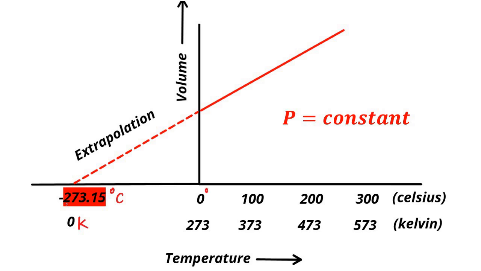We know 0 degrees Celsius is 273.15 Kelvin. We have the actual curve, it stops here, but we extrapolate, because it is impossible to generate that kind of negative temperature and to measure the volume at that temperature. So the extrapolation of this curve meets at minus 273.15 degrees Celsius, which is 0 Kelvin.